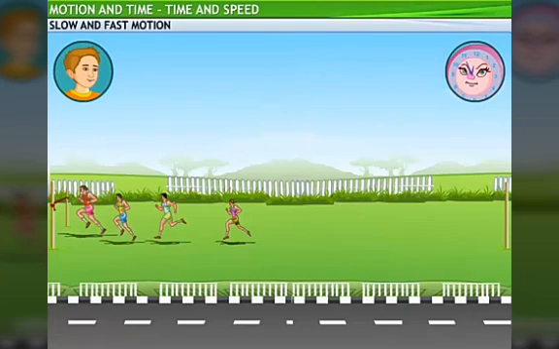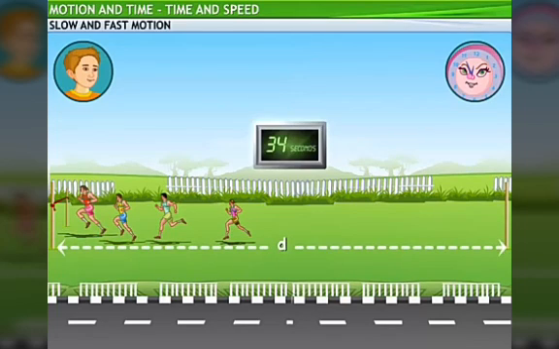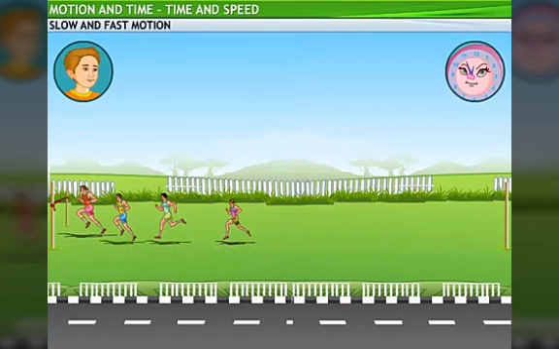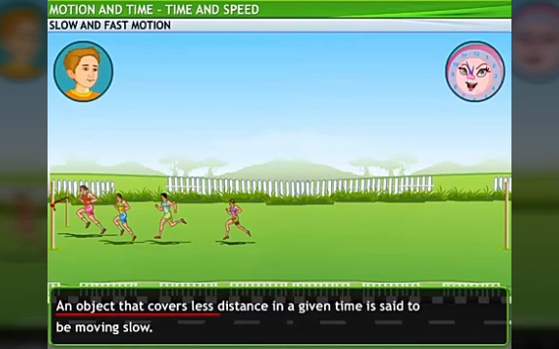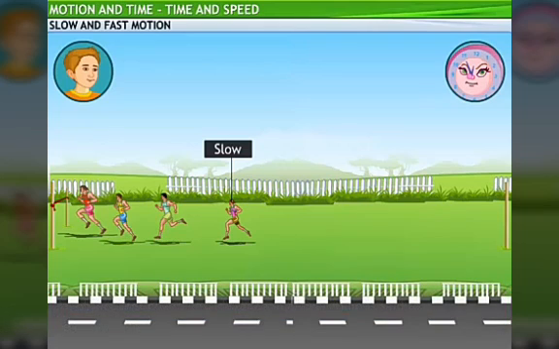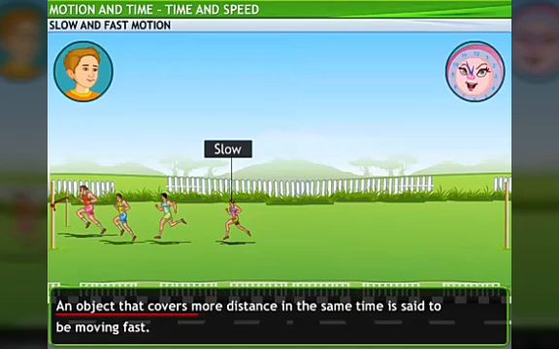Well, how do you determine speed? By measuring the distance traveled by each person in a given time, right? Well, yes. So, an object that covers less distance in a given time is said to be moving slow. On the other hand, the one that covers more distance in the same time is said to be moving fast.